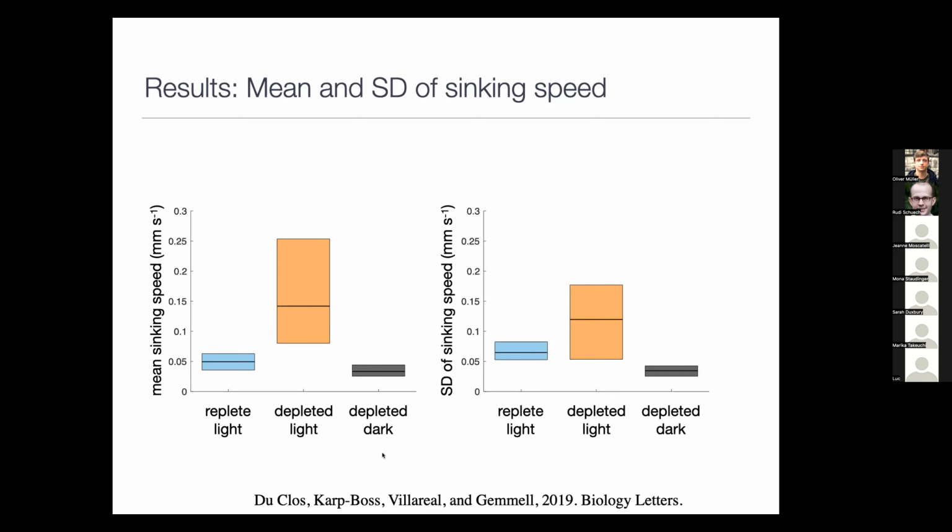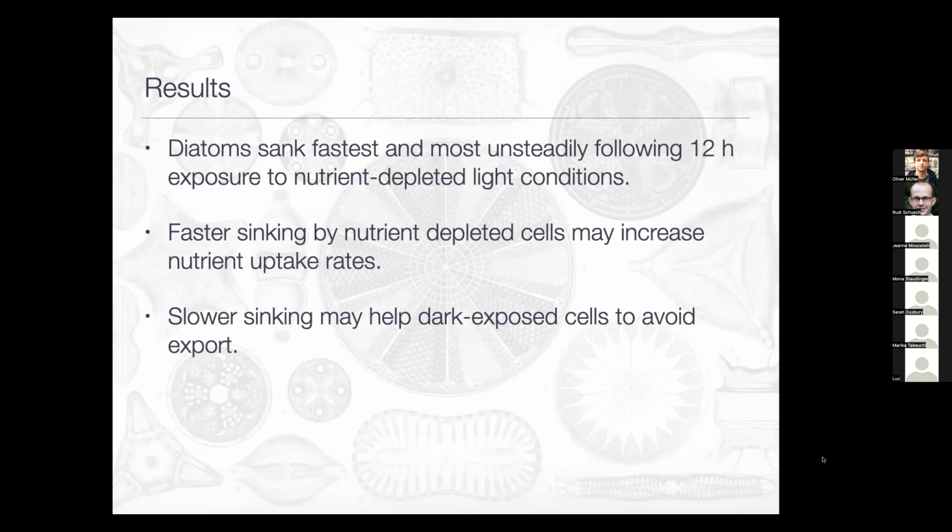Then if we compare with the nutrient depleted dark condition, we think this may be a mechanism to prevent the cells from being completely removed from the euphotic zone. When they encounter the dark, slowing their sinking speed will prevent them from being exported too quickly. To sum up, the diatoms sank the fastest and most unsteadily following 12 hours exposure to the nutrient depleted light conditions. Faster sinking by the nutrient depleted cells may be a way of increasing nutrient uptake rates, whereas slower sinking in the dark may help diatoms avoid being exported.